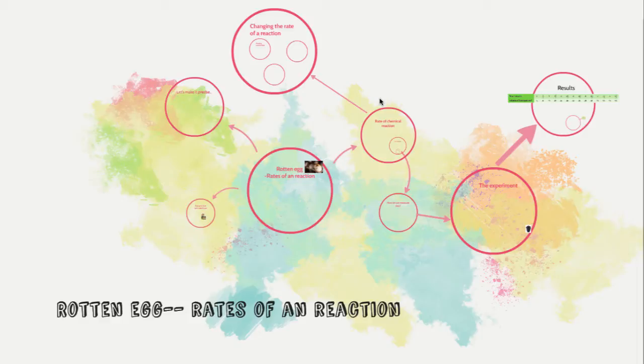Today's topic is about rotten eggs. So how long does it take for an egg to go rotten? A day? 2 days? Or a week? Or even a year? Well, you're going to find that out after we finish this lesson.